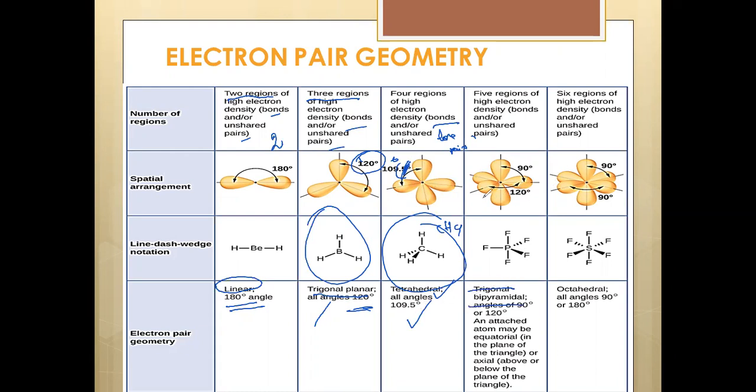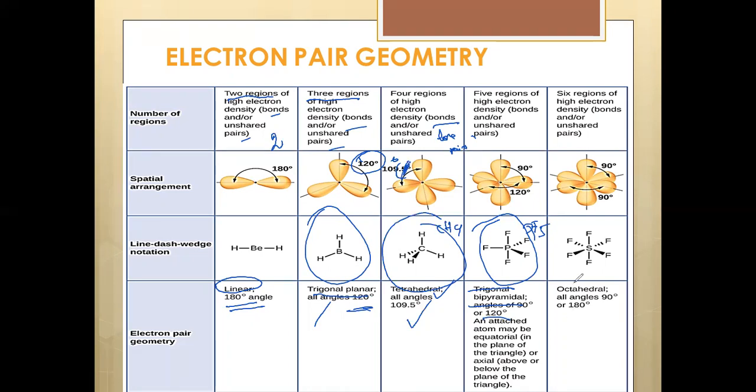For the five regions, we say trigonal bipyramidal. We already said the three repulsion units should be on the plane and the two are perpendicular. This is phosphorus pentafluoride, PF5. You can see the angles of 120 degrees and 90 degrees, and the attached atoms may be equatorial, in the plane of the triangle, or axial, above and below the plane.